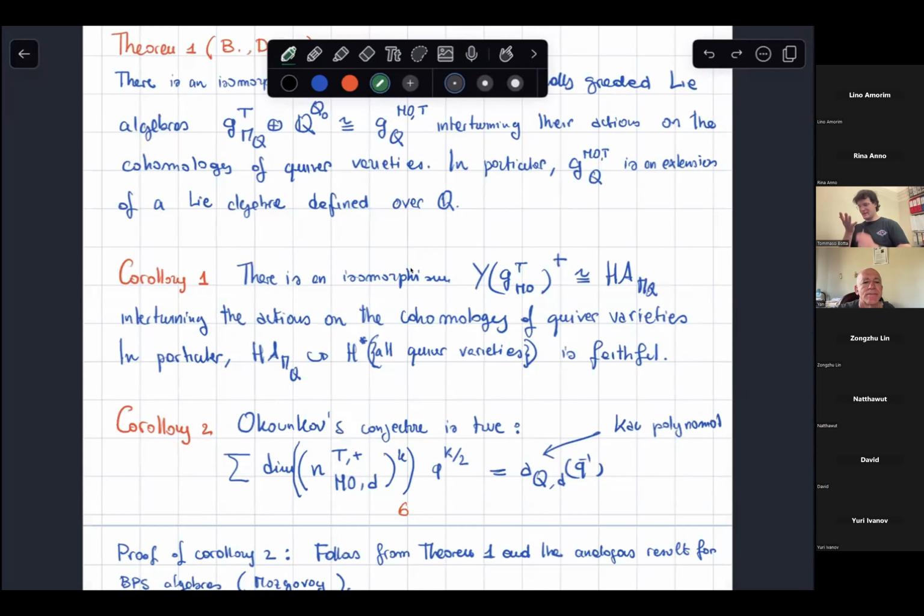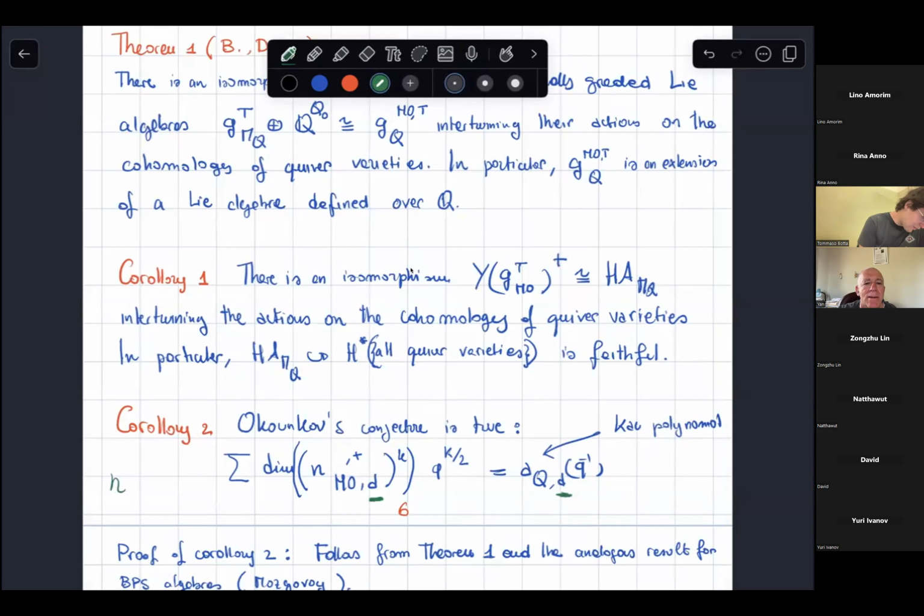Is it that for each fixed D, that is a Lie algebra graded by K? Sorry, maybe there's a typo. Here it depends on the dimension vector D. D defines the representation, so for every D, I have a Katz polynomial, counting absolutely indecomposable representations of dimension D.